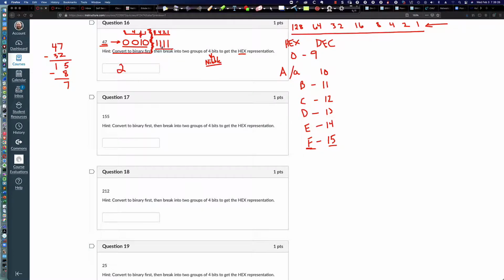Now we look at this other nibble over here. This is going to be a little different. Every bit is on, meaning 8 plus 4 is 12, plus 2 is 14, plus 1 is 15. I come over here, 15 in decimal is F in hexadecimal. And so with these 4 bits, the single nibble, we end up with a single hexadecimal character.